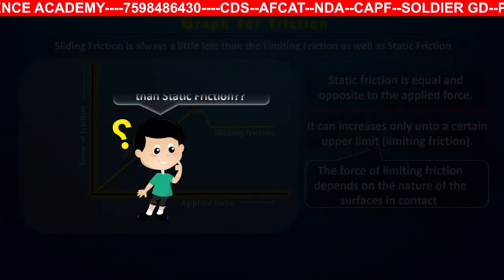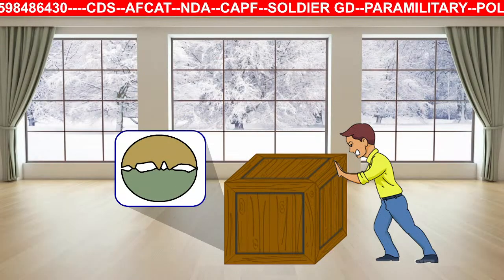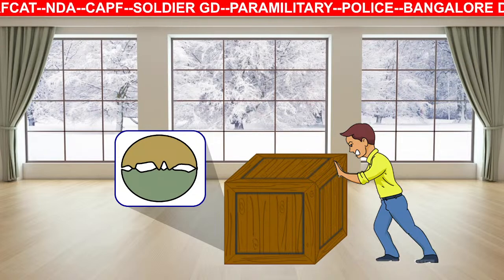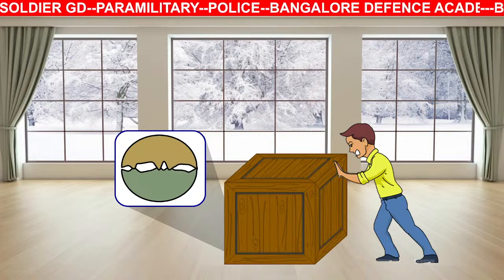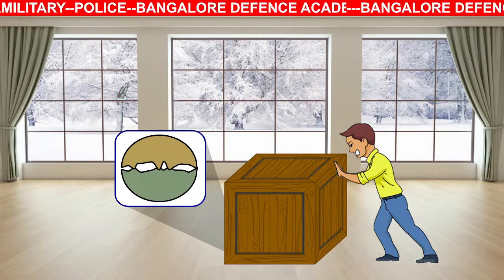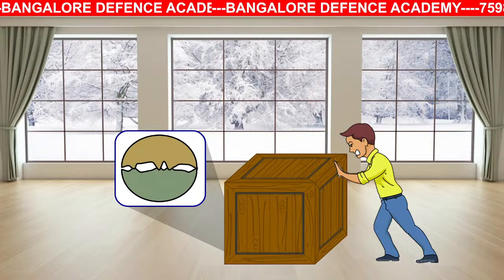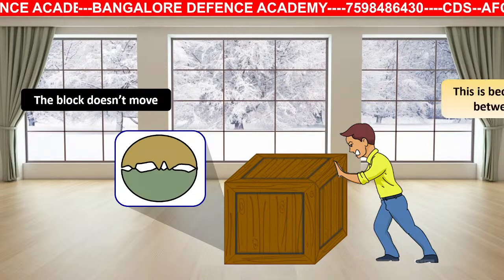Okay, next. So why is sliding friction less than static friction? Look at this. This is the surface of the box and the surface of the floor. When I push this box, there is interlocking. This interlocking makes it very difficult for the box to move. This is called static friction. But once this box starts moving, then it will be very easy to overcome. There is no interlocking. Do you understand?